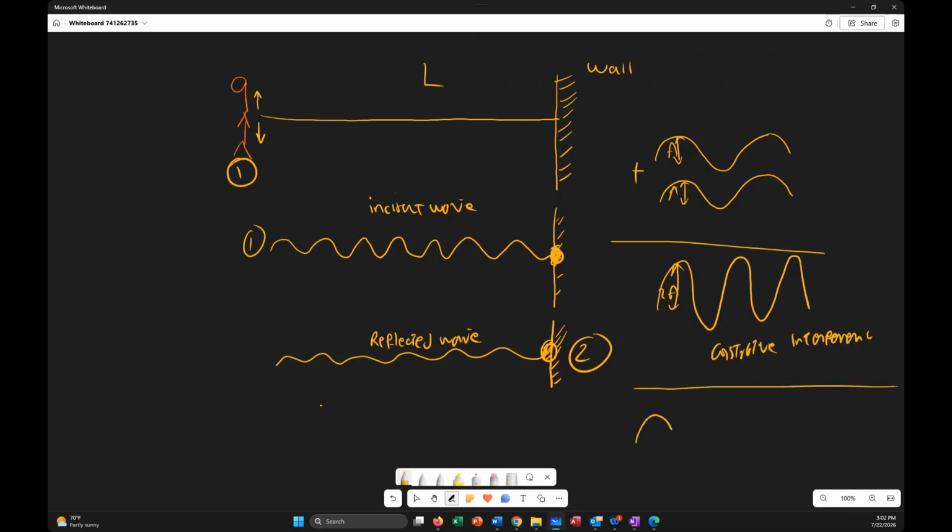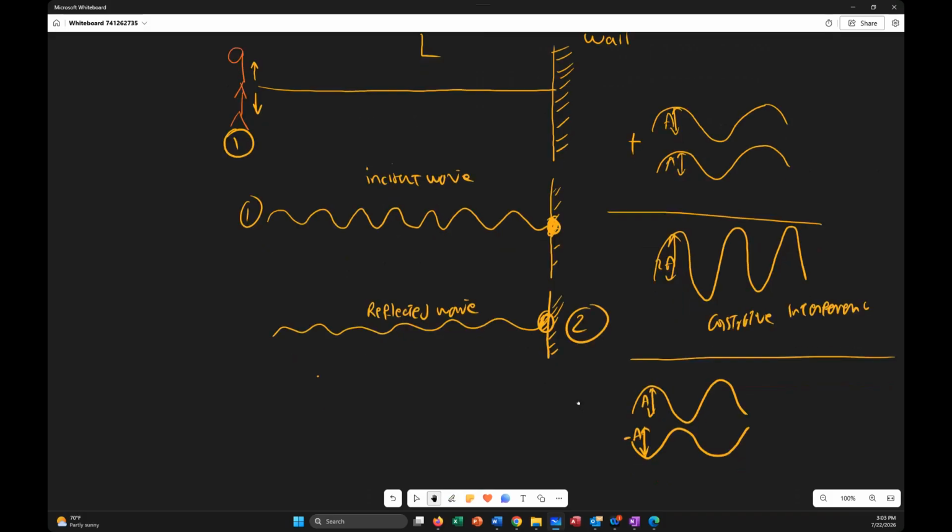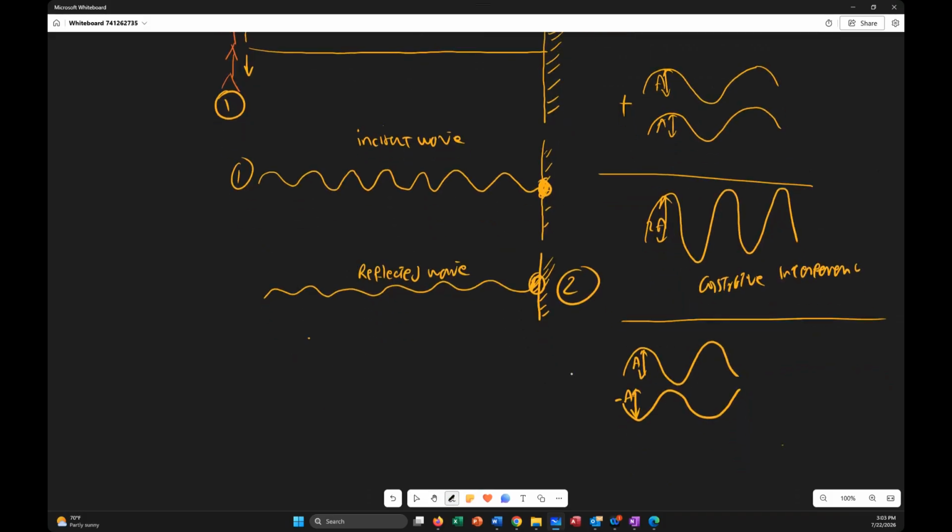Sometimes we have two sound waves, but they are exactly at different phase. This one has its max, this one has lowest value. So we call this positive A, this is negative A. When you add these two, again by using the superposition law, they cancel each other and there will be no wave. This is called destructive interference.